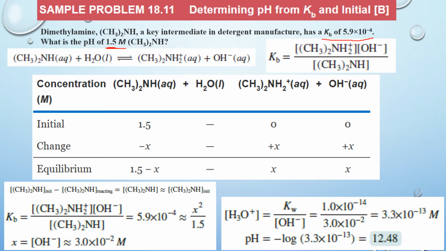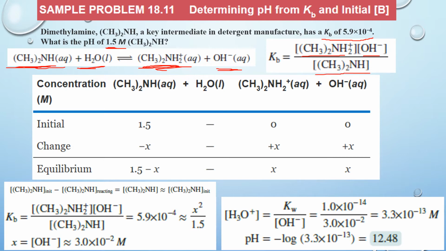The approach to solve this type of problem is the same as solving for the pH of weak acids. First, you write down the equation. For this base, you have the base reacting with water, generating hydroxide and the conjugate acid. Remember, the conjugate acid will have one more positive charge than the base. To express Kb, we have the conjugate acid times hydroxide divided by the base.